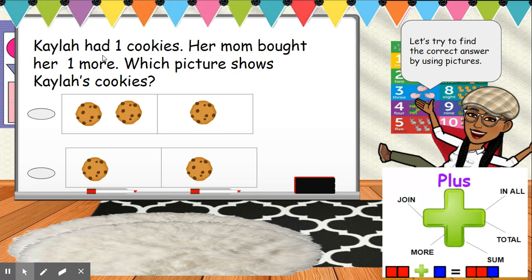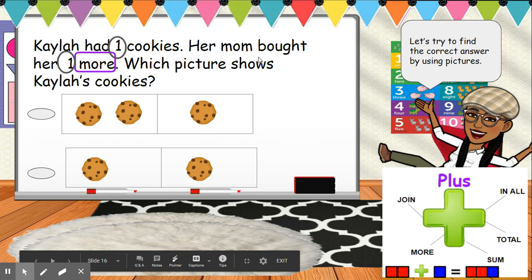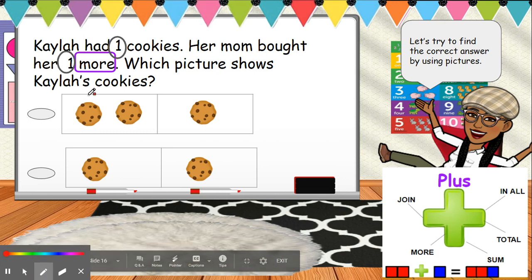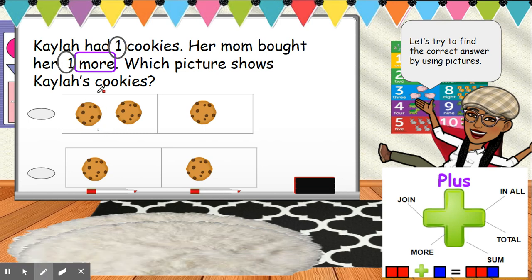Okay, so we're going to have to pay attention to the numbers that we see and pay attention to the key word. Okay, so we see the number one, and then we see one again, and then we see more. Okay, and remember, more means to join. Okay, which picture shows Kayla's cookies? All right, so let's look at the numbers again. So we know that our picture should show one cookie in one group and one cookie in another group. Okay, so let's look at our answer choices.